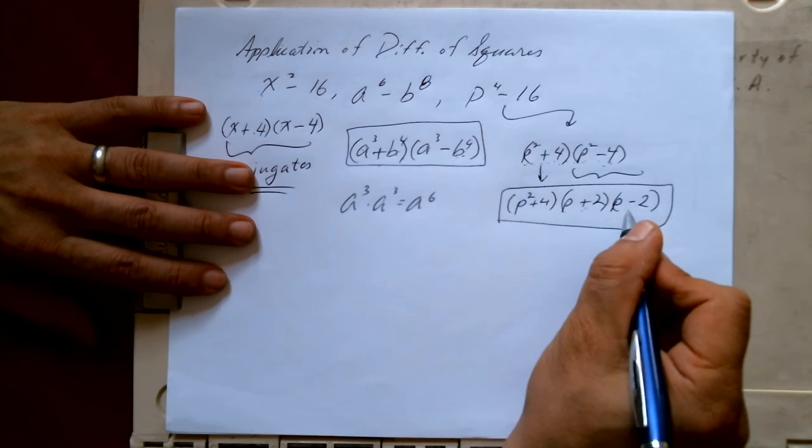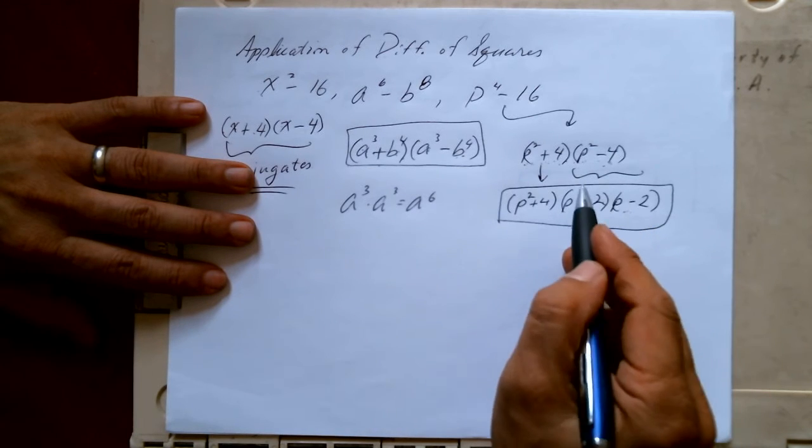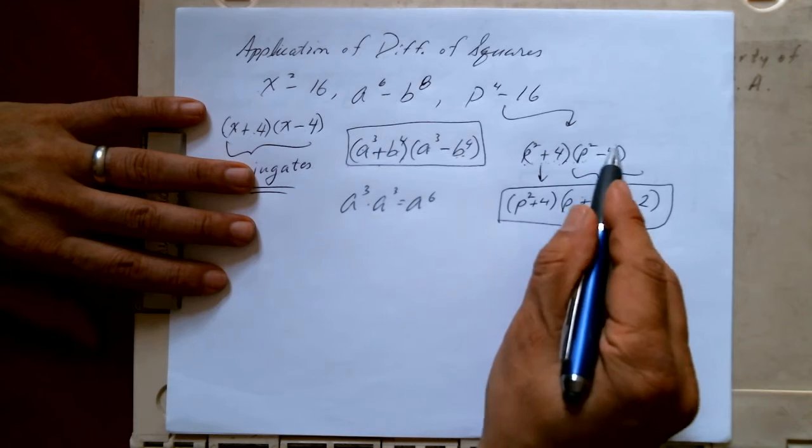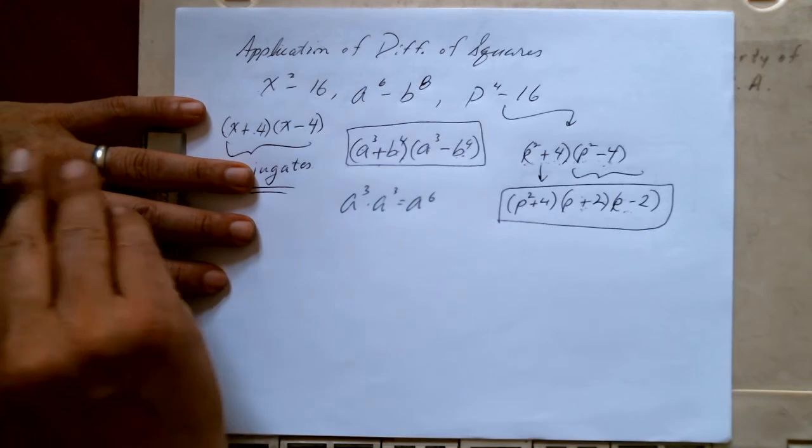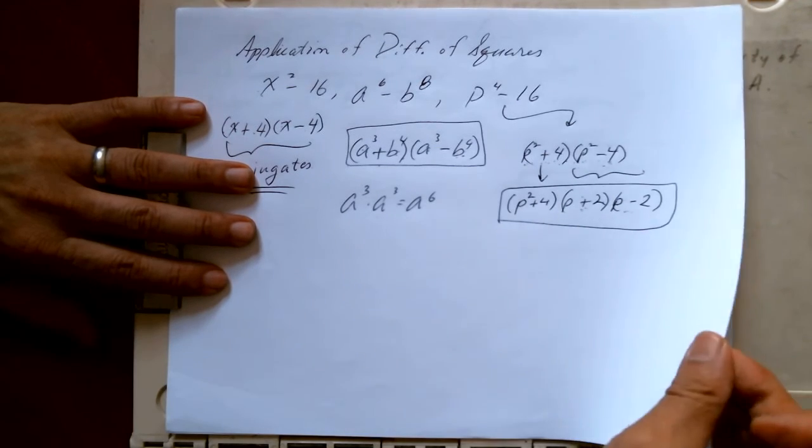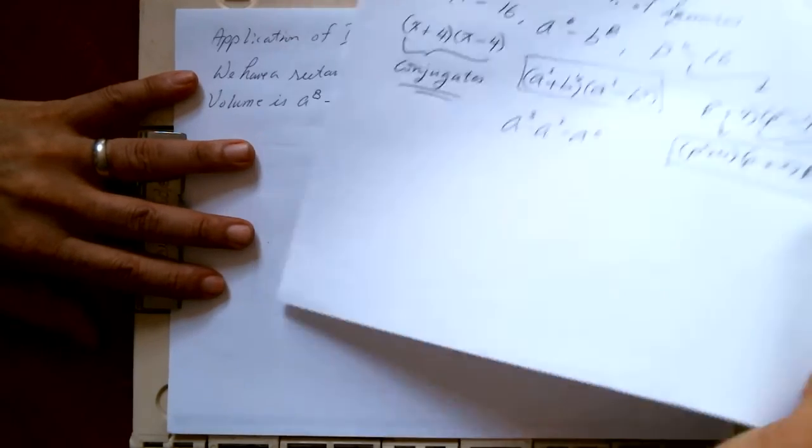So these conjugates distribute to P squared minus 4. And then P squared plus 4. So let's try an application of one of my students.